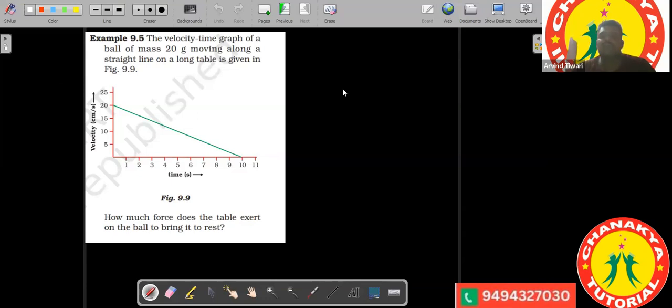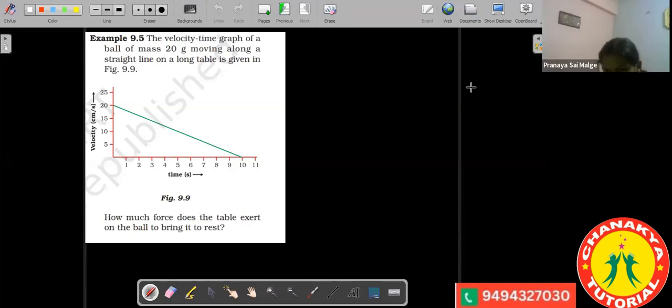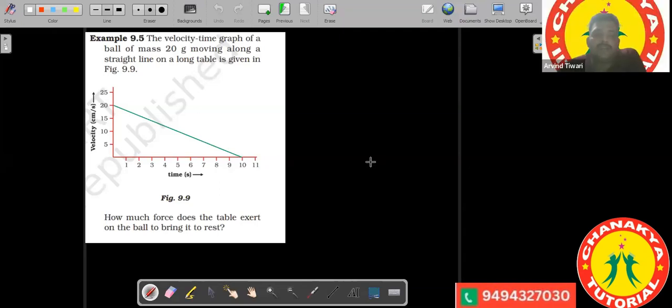See here the velocity is in centimeter per second. Minus 40 gram per centimeter square. Okay, so you're saying minus 49.